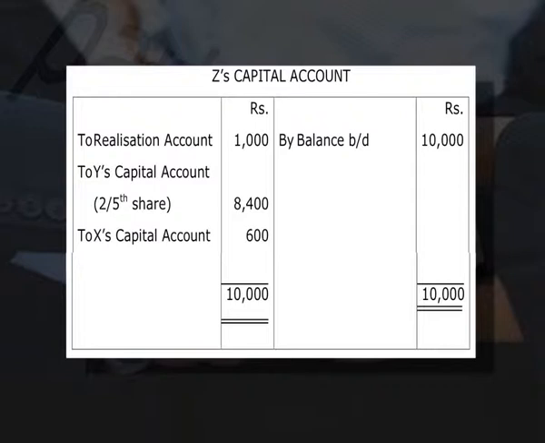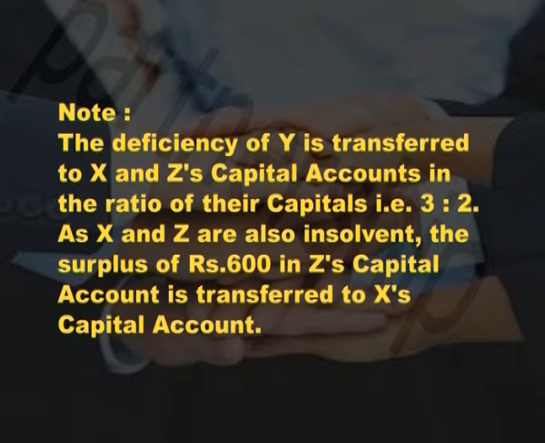Again, it is important to note here that the deficiency of Y is transferred to X and Z capital accounts in the ratio of their capitals, that is 3:2. As X and Z are also insolvent, the surplus of rupees 600 in Z capital account is transferred to X capital account. Now, the next topic that we will discuss is rectification of errors.